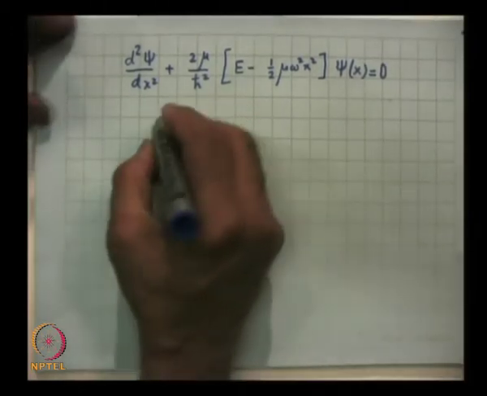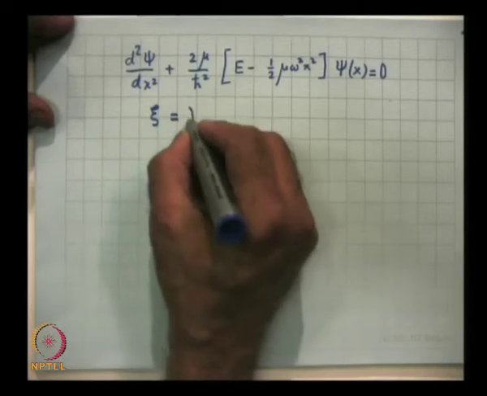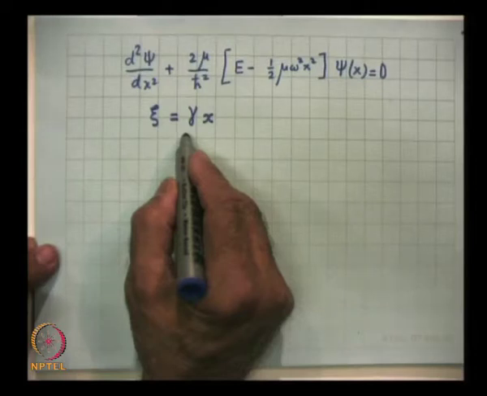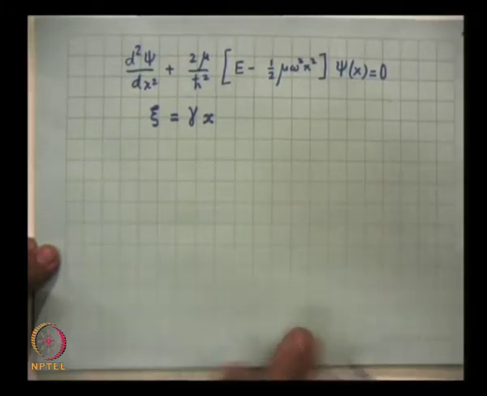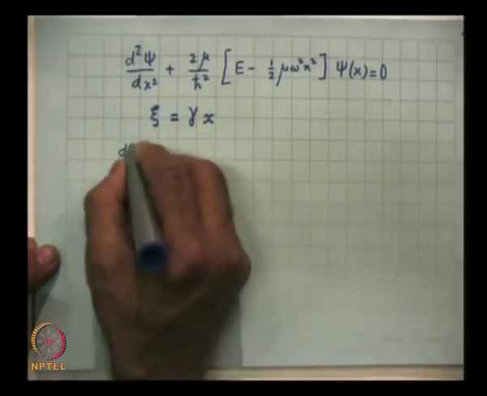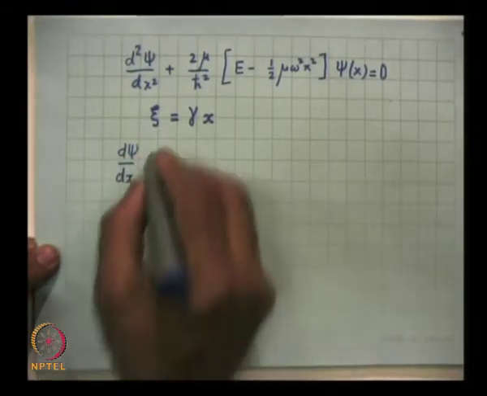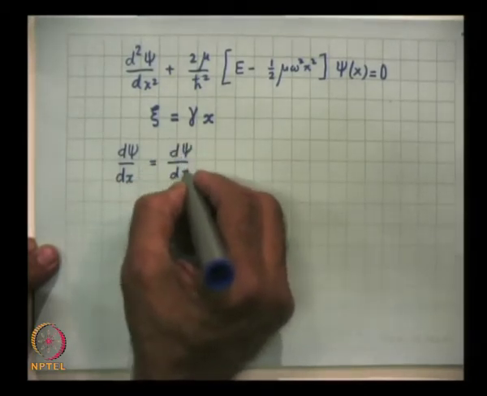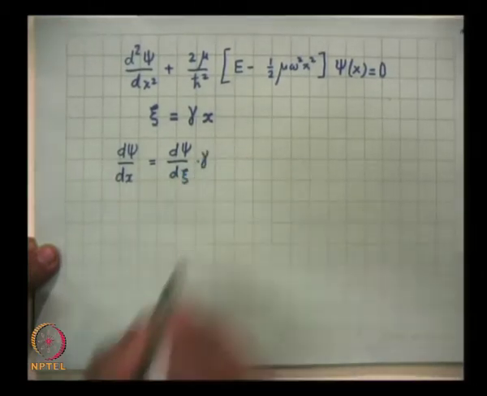So, let me put it in a little more convenient form. I introduce a dimensionless variable xi, which is proportional to x. Gamma is the proportionality constant, and I will decide on its value a little later. So, d psi by dx, if I introduce this independent variable, is d psi by d xi into d xi by dx, which is equal to gamma.